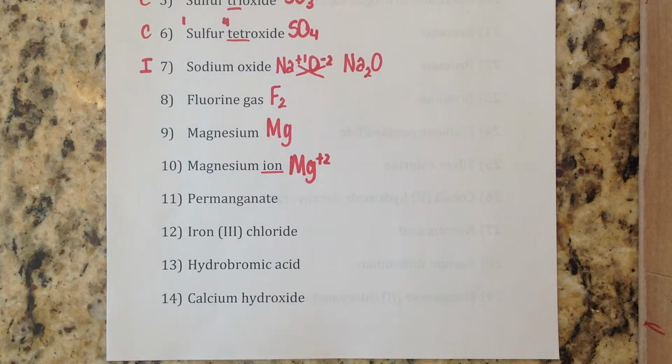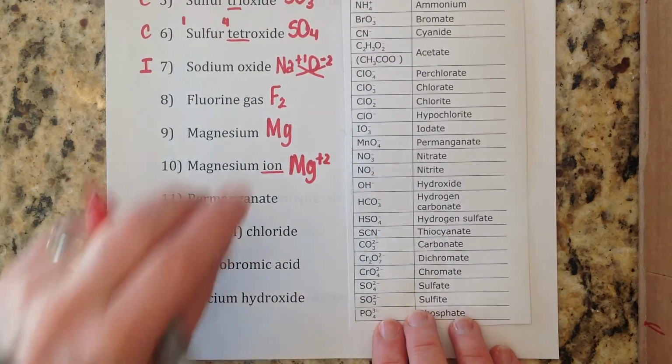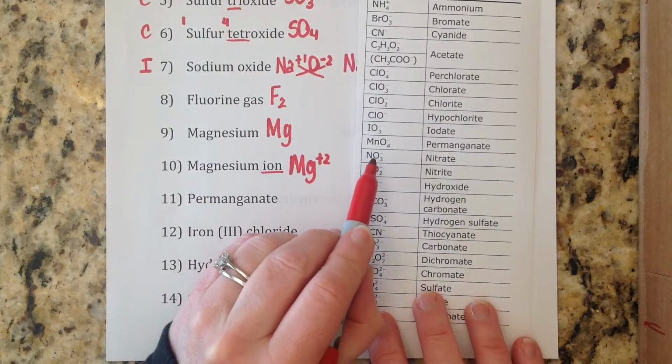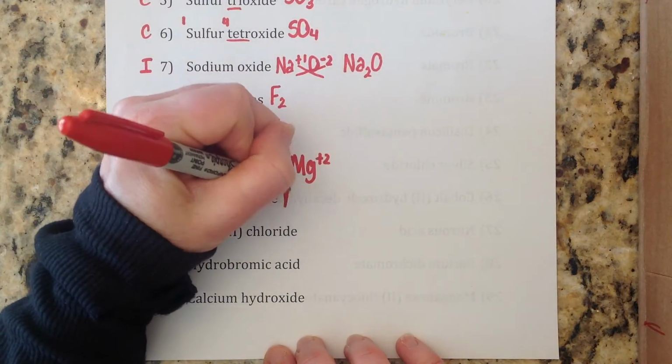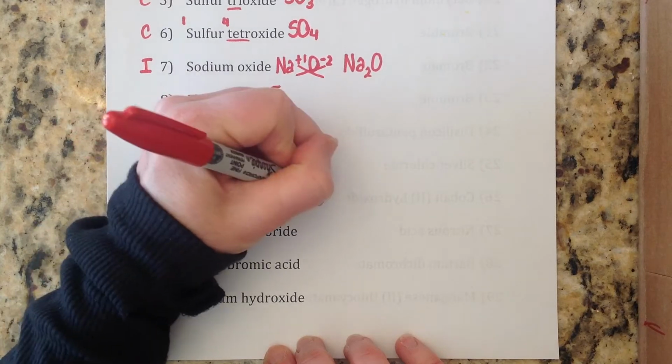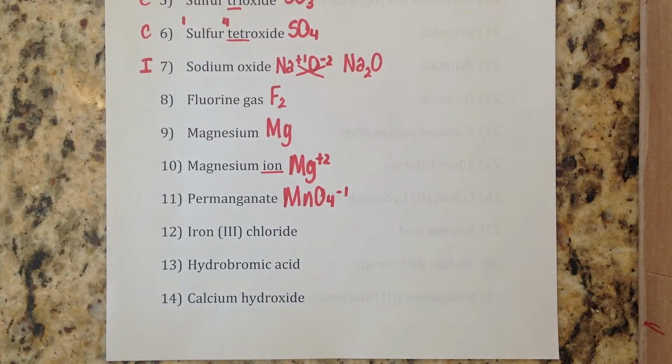Permanganate, I recognize that as one of the polyatomic ions that I have memorized. Right here it is, MnO4, -1. If you are finding yourself still having to consult that list a lot, do yourself a favor and memorize those polyatomic ions. It is so worth your time and will make your life a gobs easier.